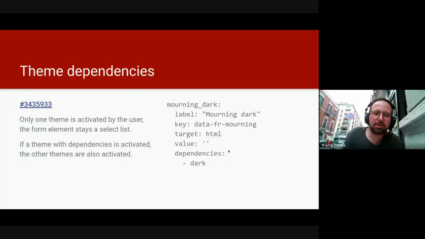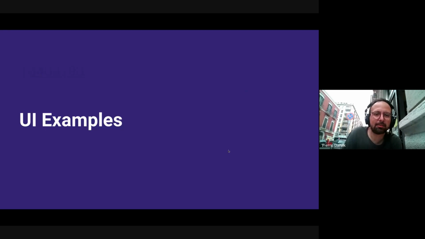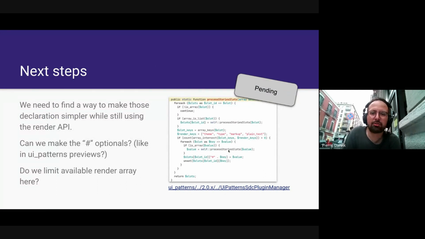UI Skin now. We are working on 10 dependencies. It's not a priority subject, and I think it's the only subject. There is also CSS variable derivative, so we will work on it during the camp in June. And UI Example also has a little evolution. It's not a priority now. We are focusing on UI Styles, UI Icons, and UI Patterns.